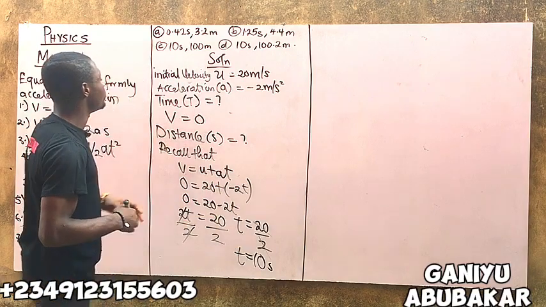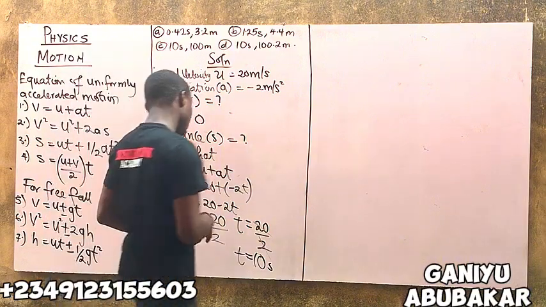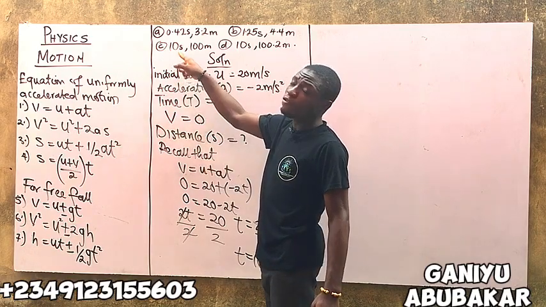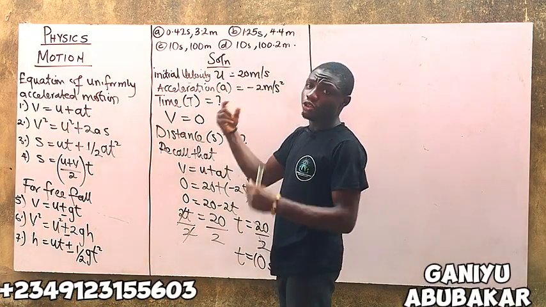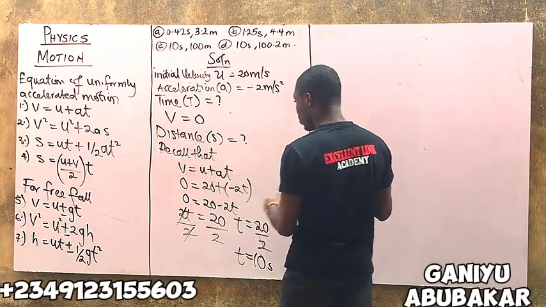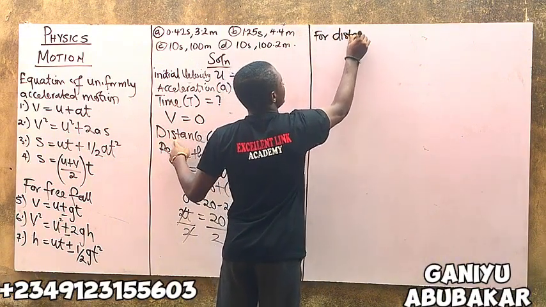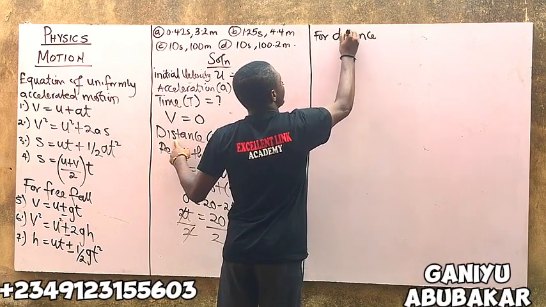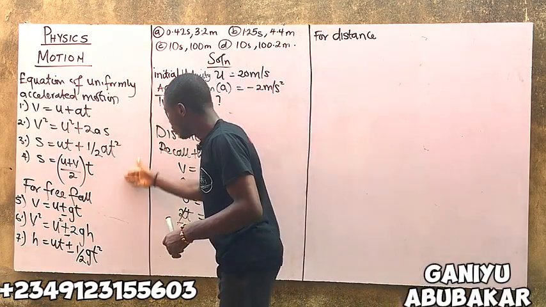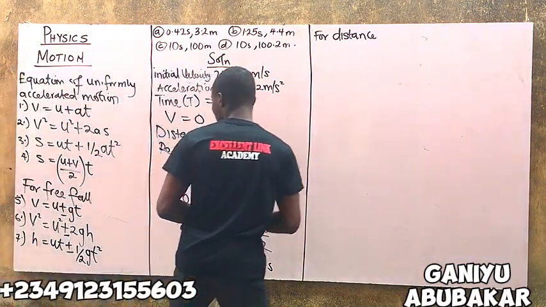So I got the time here. Let's get the distance. I have time of 10 seconds here, but I need to confirm the distance before I can pick any of these two options. For distance, that's S, or X. Now to get X, which one will I use from here? Of course, I can use equation 3 for my distance.